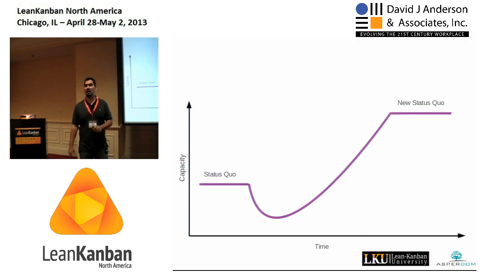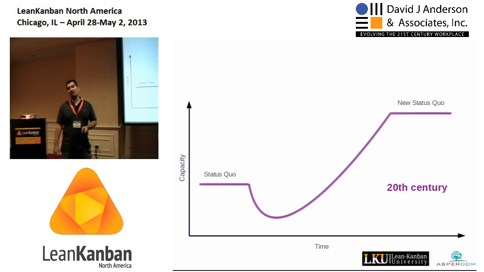How does this relate to Kanban? You have a capacity here, you have time, you have a status quo here, a curve. Let's see that this time scale is about 8 months, all right? What kind of change is this? Introduction of Kanban? Disruptive change, okay? It's what we call a 20th century change. A big change, it took a lot of time to recover the capacity. You reach a new status quo, that's the way the change works, all right?